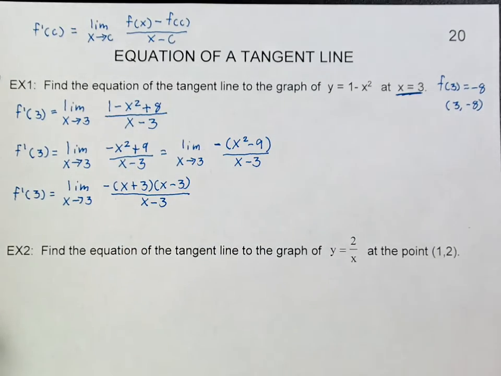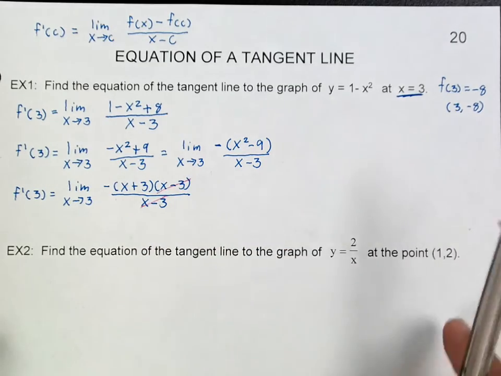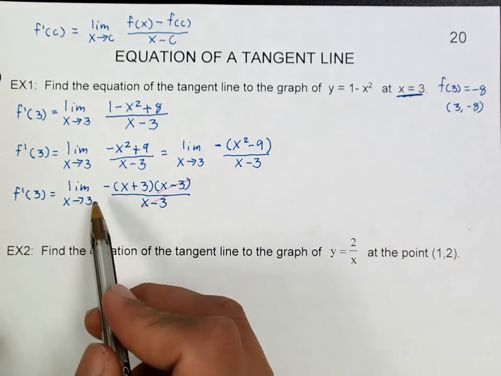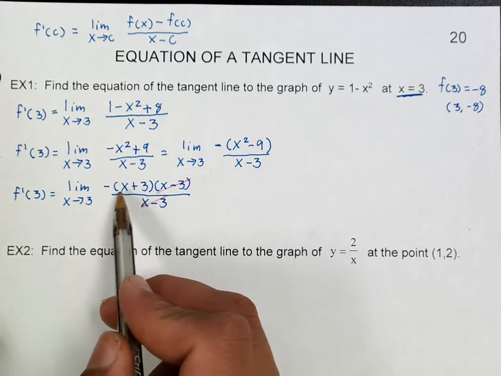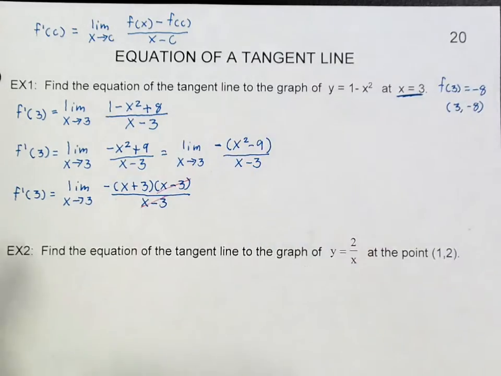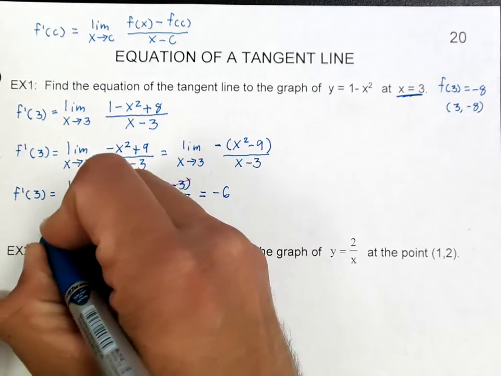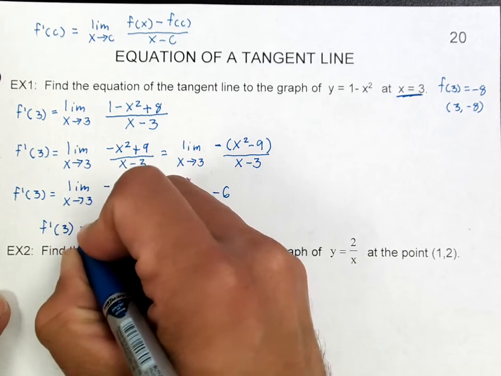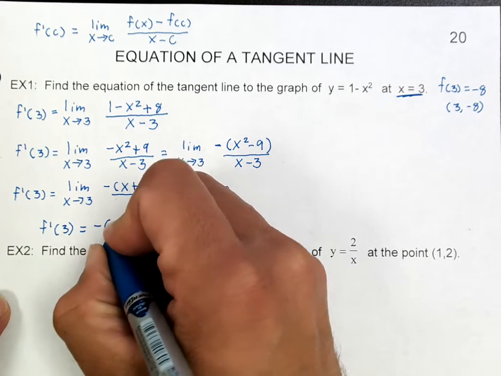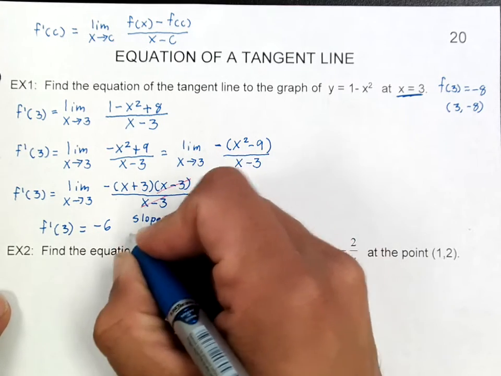Alright, so this is going to cancel these. Alright, and then now I can plug in my limit. So I'm going to plug in that 3 into here. Notice that that's going to give me a 6 here, but with a negative. So this is going to be equal to negative 6. Alright, so to rewrite this, finally we have the slope of the tangent line at 3 would be equal to negative 6. So I'm going to write this here. This is the slope of the tangent line.